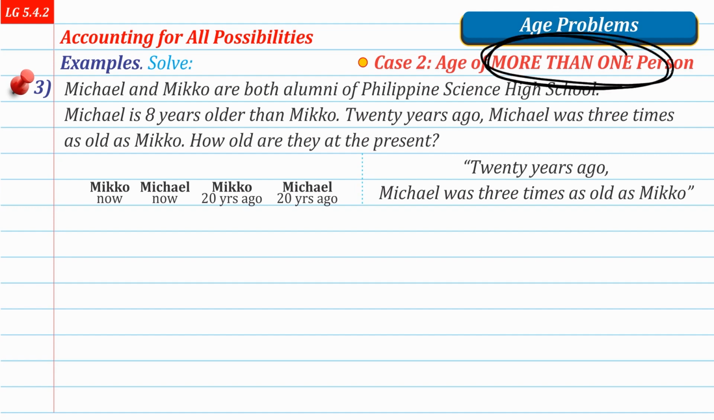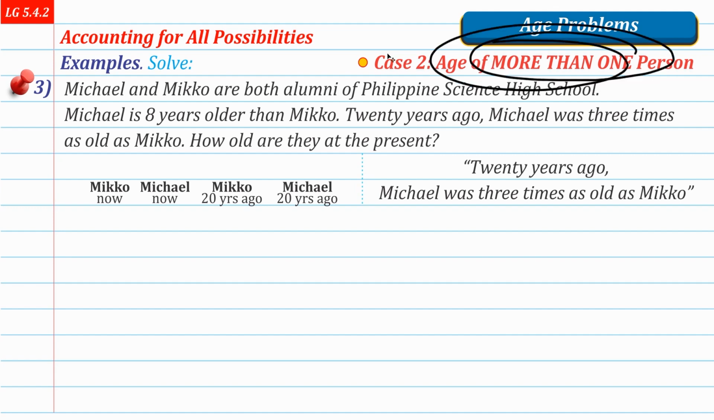This time, more than one person. So when there is more than one person, Michael and Miko. They could have made them a different letter to make it easier, but anyway. Both are alumni of Philippine Science High School. Sir, we don't need the alumni of Philippine Science High School. Do we really not need it? Let's check. Anyway, we know Michael and Miko, there are two of them. Michael is 8 years older than Miko. So who is the younger, guys? Who is the younger? Miko. Okay, so I'll put that here.